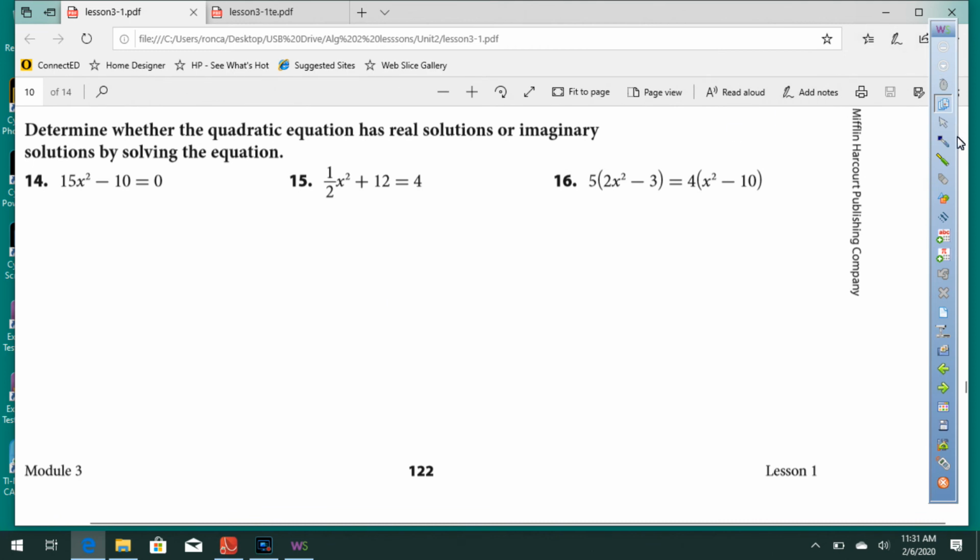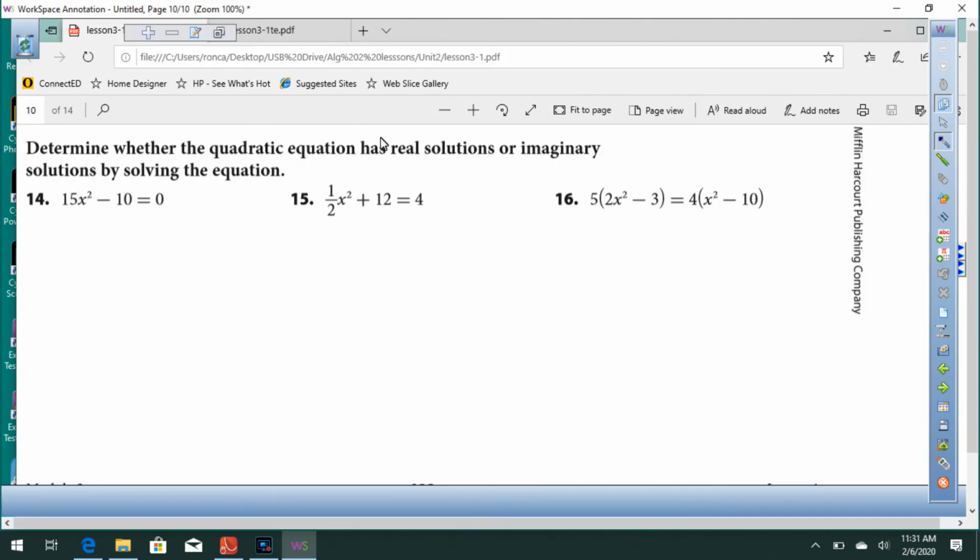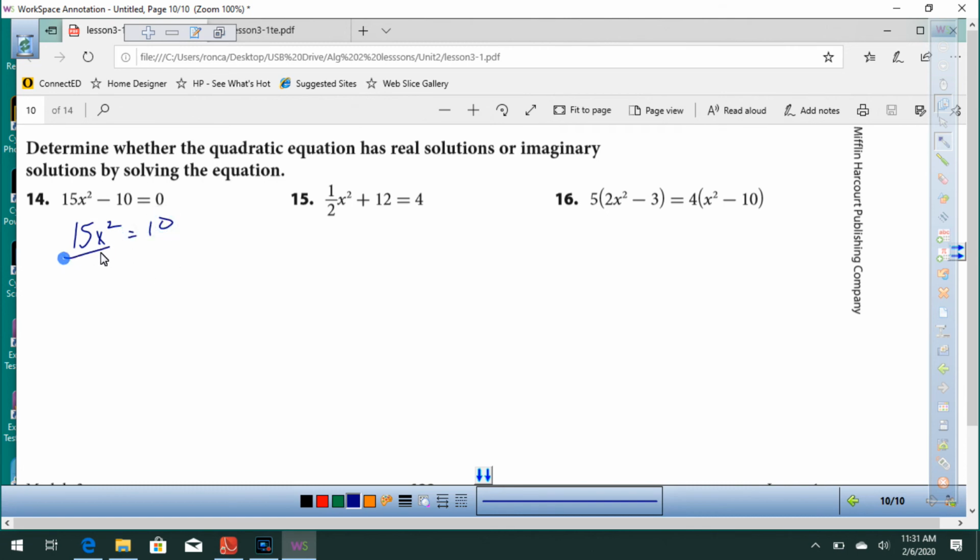Number 14, determine whether the quadratic equation has real solutions or imaginary solutions by solving the equation. So first, we're going to add 10 to both sides, and that gives us 15x squared equals 10. We're going to divide both sides by 15, and that gives us x squared equals, that would be 2/3. We take the square root, and we got x equals plus or minus the square root of 2 over the square root of 3.